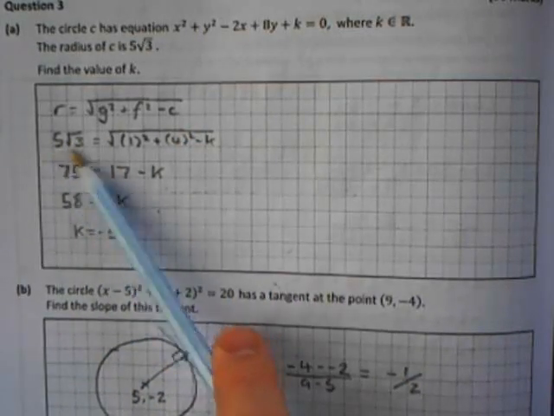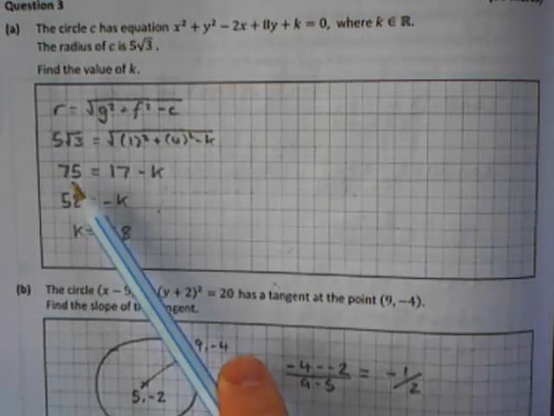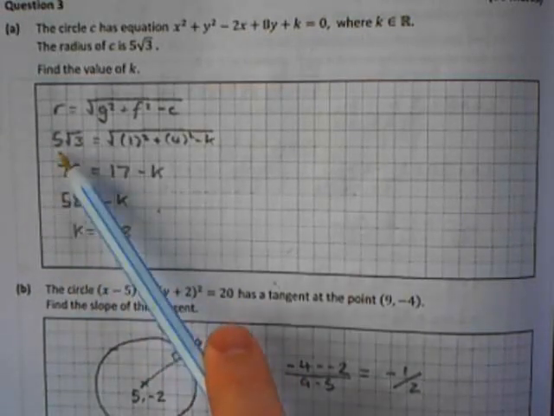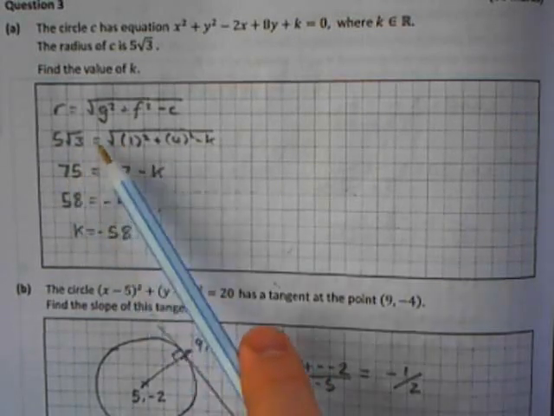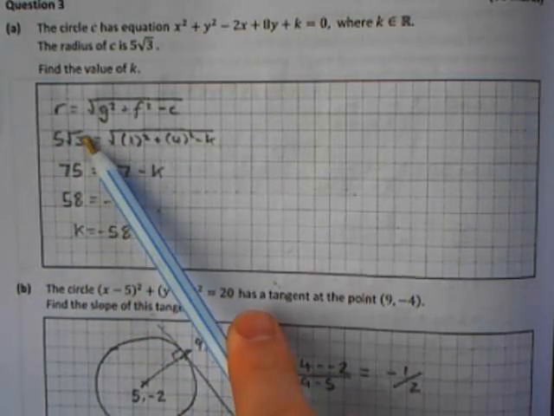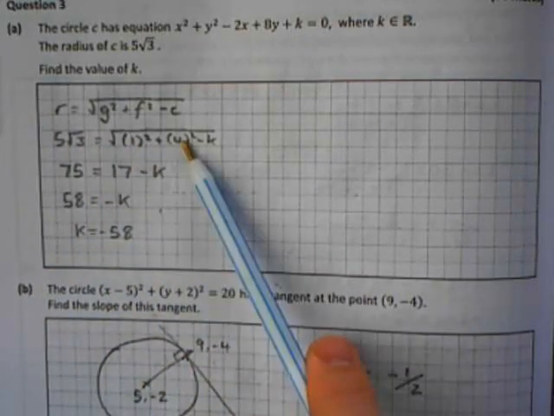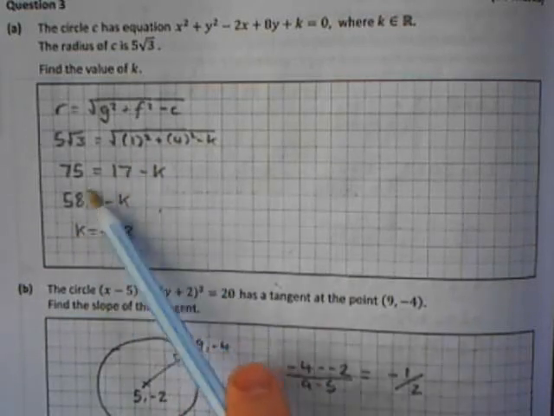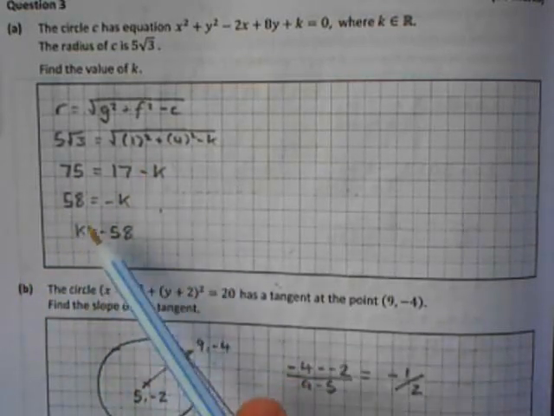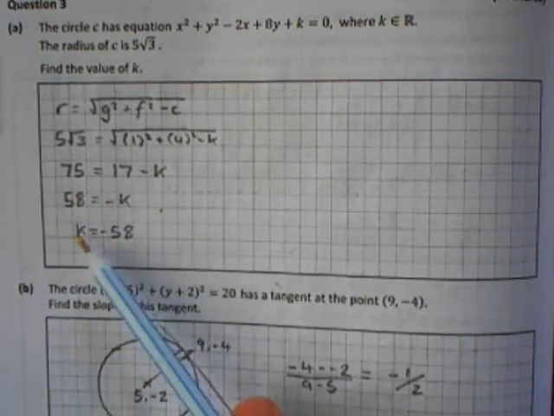Make sure you do this bit in the calculator. Be very careful. Put this whole thing in a bracket and then square the outside. You get 75. Safer might just be 5 root 3 times another 5 root 3. But yeah, if you must square it, make sure the square is not just on that 3. Make sure it's in a bracket. Okay, 1 squared plus 4 squared is 17. So 1 plus 16 is 17. Move the 17 over, you'll get minus k. So 58 equals minus k, and then just swap the signs over basically. So k equals minus 58.